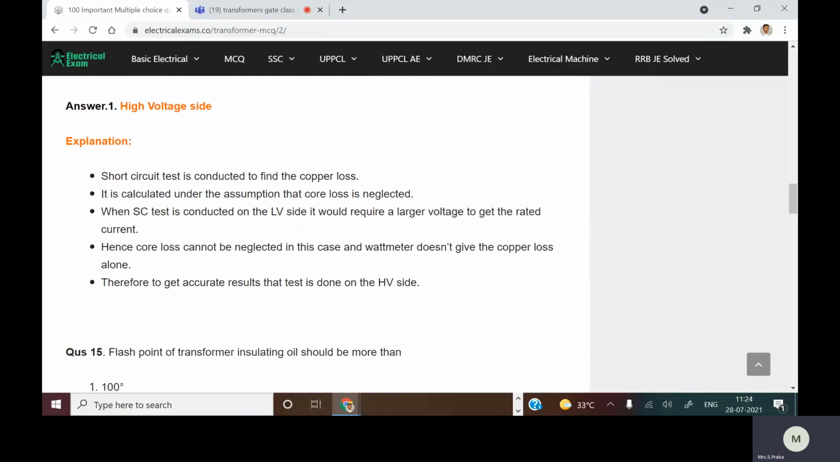A short circuit test is conducted to find the copper loss. It is calculated under the assumption that core loss is neglected. When the SC test is conducted on the LV side, it would require a larger voltage to get the rated current, and the core loss cannot be neglected in this case, and the wattmeter does not give the copper loss alone. Therefore, to get an accurate result, the test is done on the HV side. Clear for you?